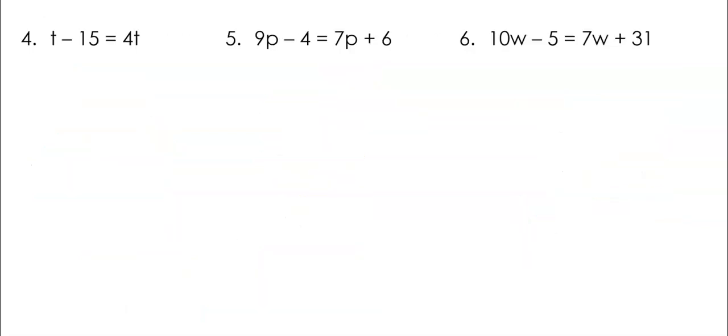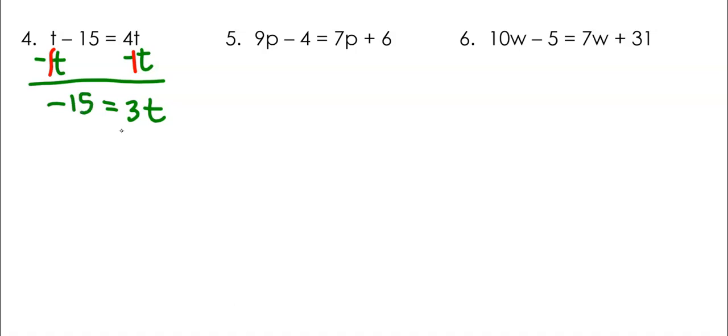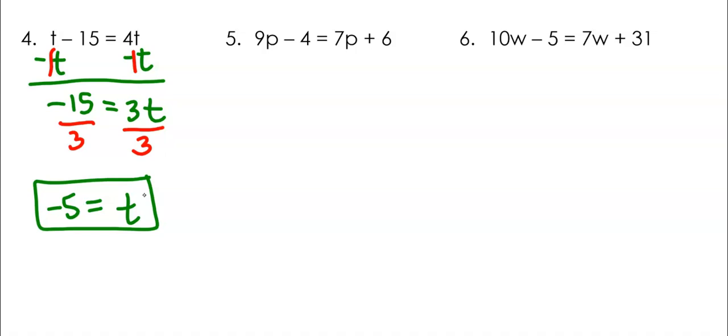Question number 4. Again, the side with more items or terms, the left side, is the side you will choose from. Because the right side has a variable, I'm going to subtract t from both sides. Now remember, if you don't see a coefficient, it is a 1. So 4t, subtract 1t is 3t, and on the left, I'm left with a -15. Divide by my coefficient, and get my response. On a separate piece of paper, you should check your work.